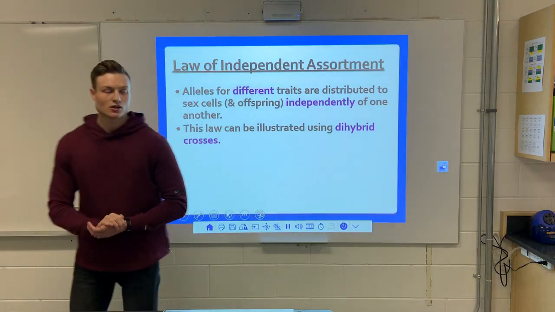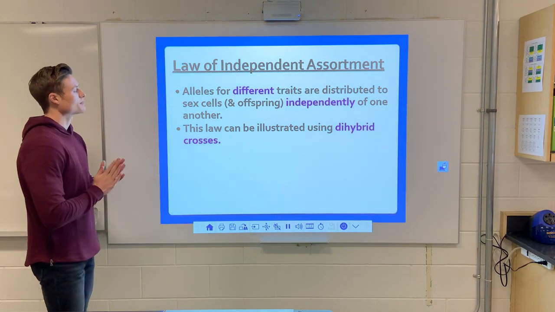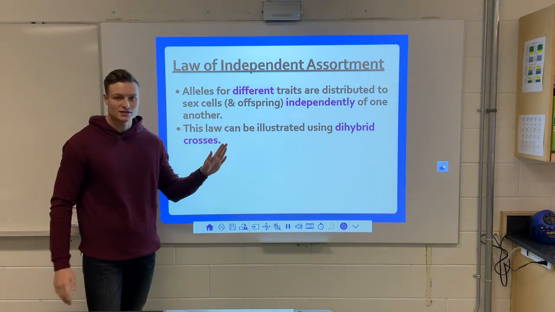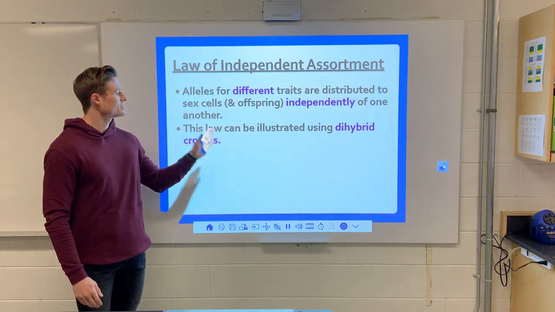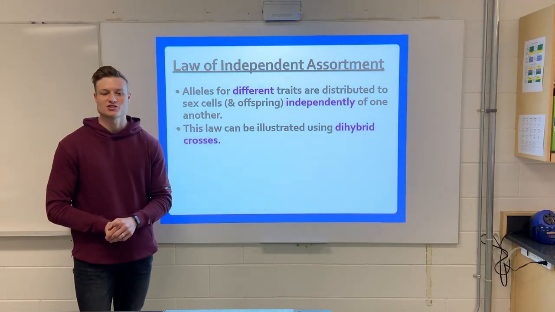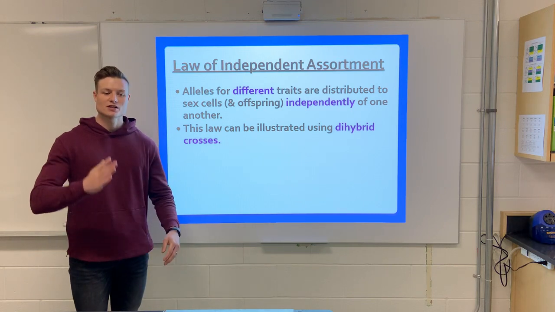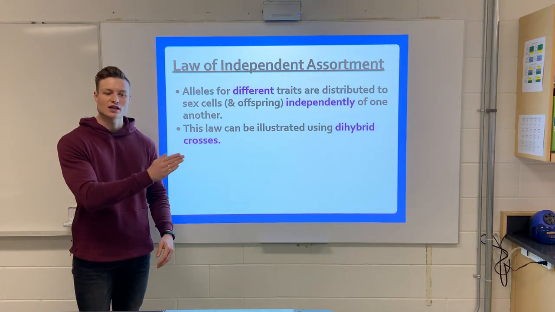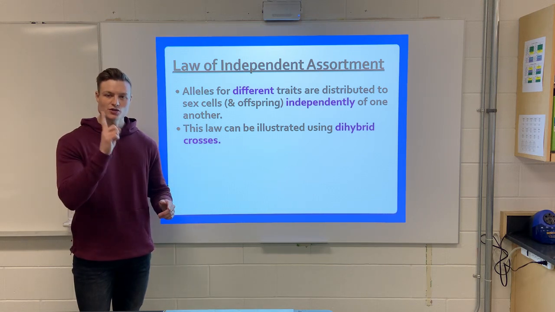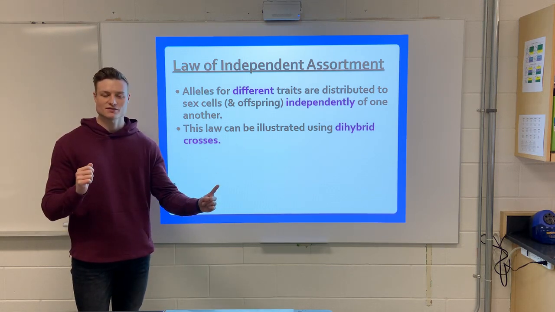Okay, and the final law I want to talk about here is the law of independent assortment. This is very important. Basically, the alleles for different traits assort themselves independently of one another, and this is what leads into our dihybrid cross discussion today. What does this mean? It means your eye color has no connection to your hair color, right? They assort themselves independently. So you could be dominant for eye color, but recessive for hair color.